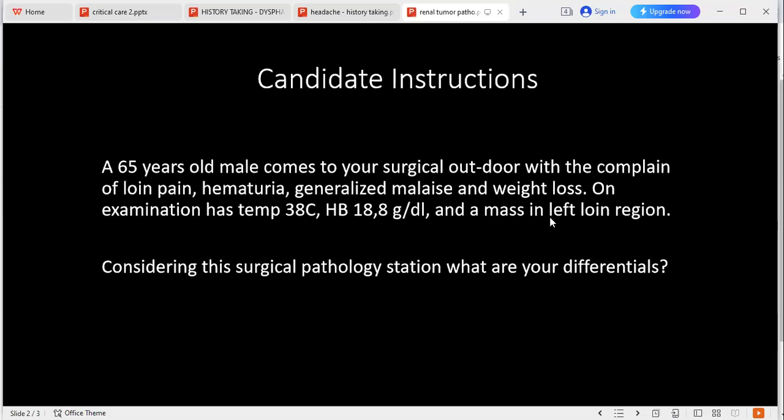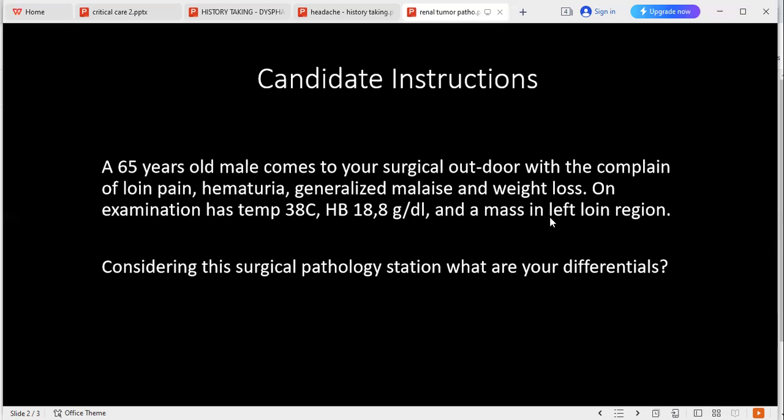What about TNM classification? Can you use it here or not? Yes, ma'am, we can use TNM classification. So if this is the scenario in front of you, what would be the TNM classification for this patient? Okay. What are the risk factors for the development of renal carcinoma?